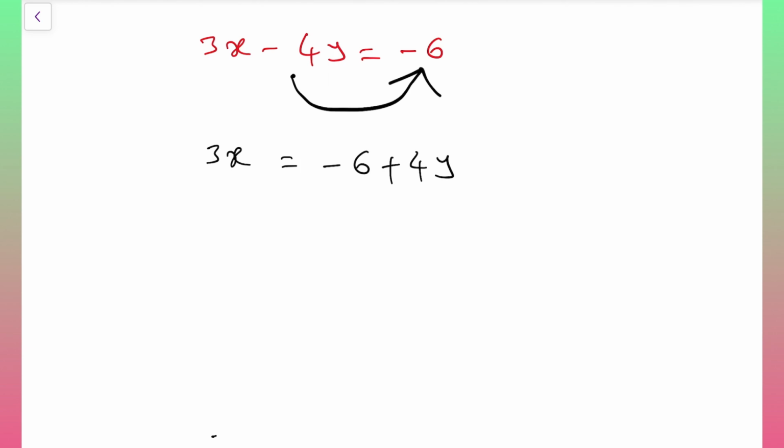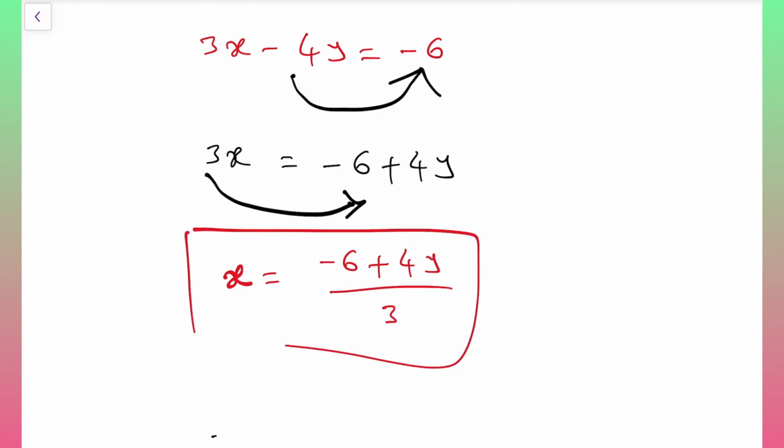I want x value, right? So I need to take this 3 also to this side. 3 here it is multiplication. If I take another side, it becomes division. Then x is equal to minus 6 plus 4y divided by 3. This is the x value.